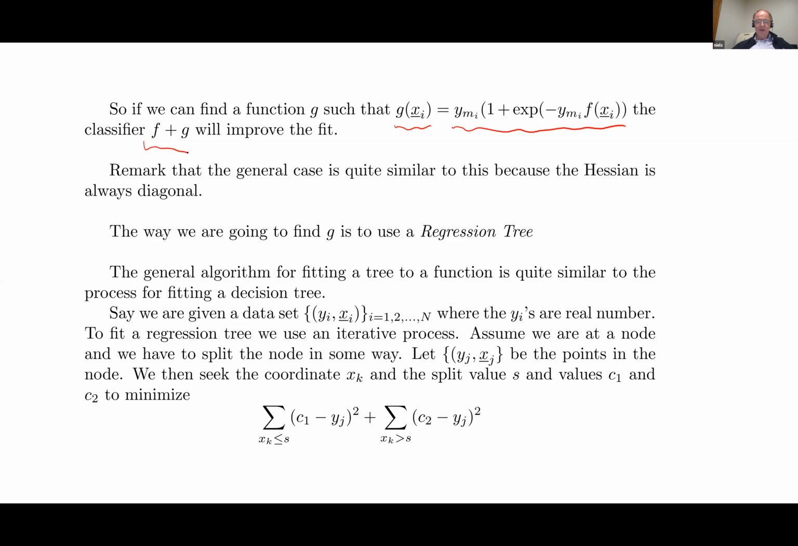So we want to find this function, and we're going to use a regression tree. The regression tree, as we talked about, is very similar to the decision tree, except we don't have labels. We in fact have numbers, and of course the numbers we have are these numbers here. We want to find a function that at x_i gives us this value. So our data set would be the original data points, and the y_i's would now be these numbers.